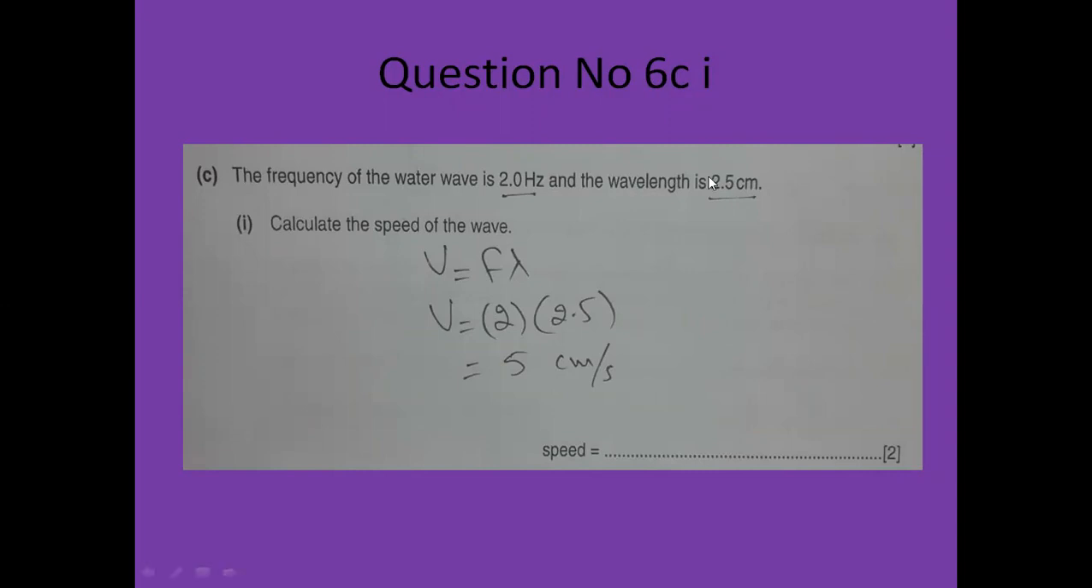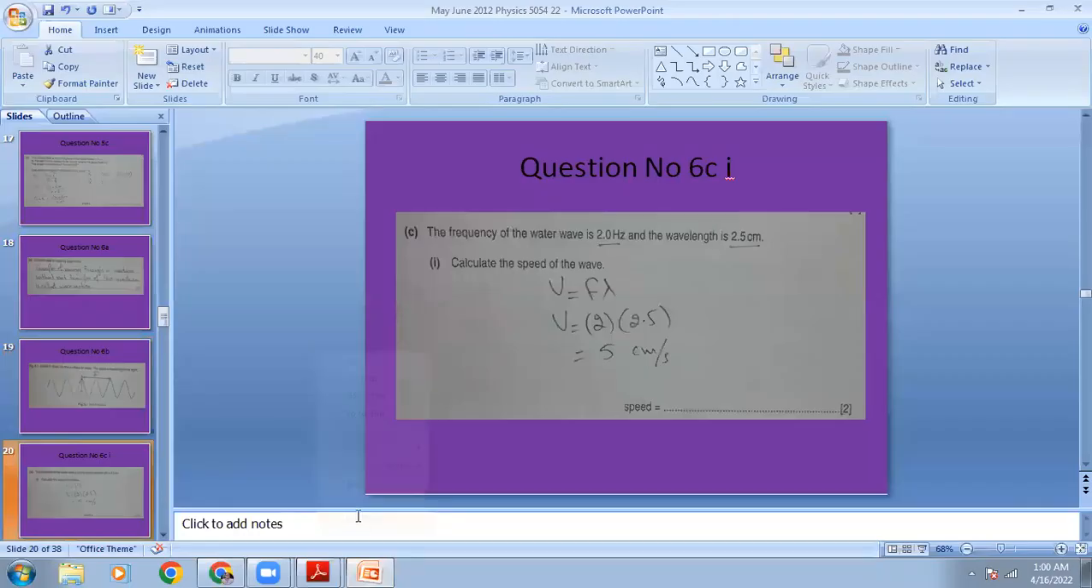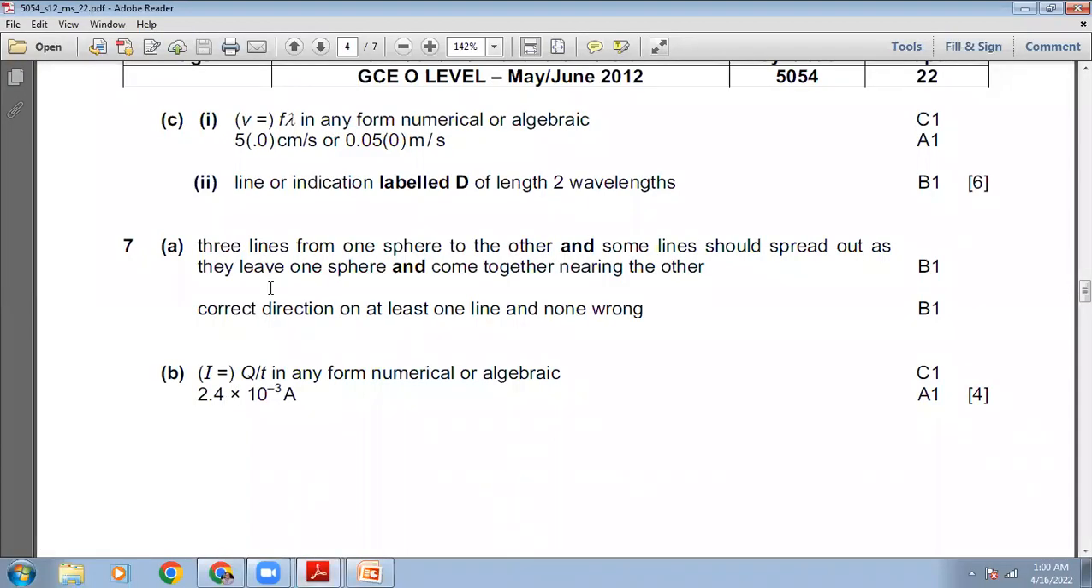If the wavelength is in centimeters, the speed will be centimeter per second. If the wavelength is in meters, the speed will be meter per second. But here it was in centimeters, so it will be centimeter per second. So our answer is right.